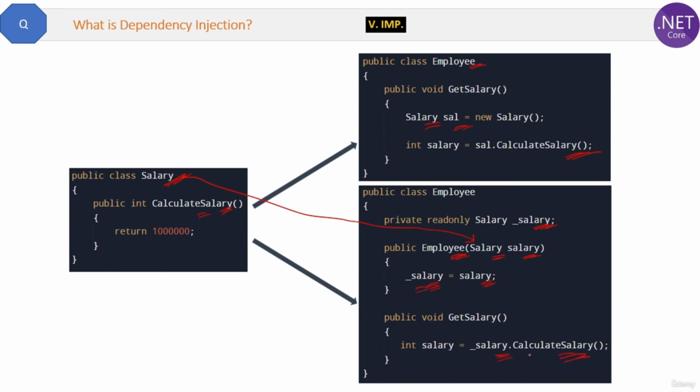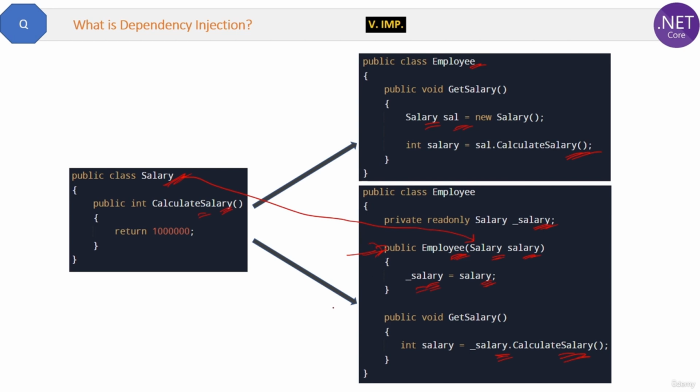So this is dependency injection. Here the employee class is dependent on the dependency, the salary class. And remember, the dependency salary class is injected into the employee class through the constructor. Therefore, the constructor has a very important role here.